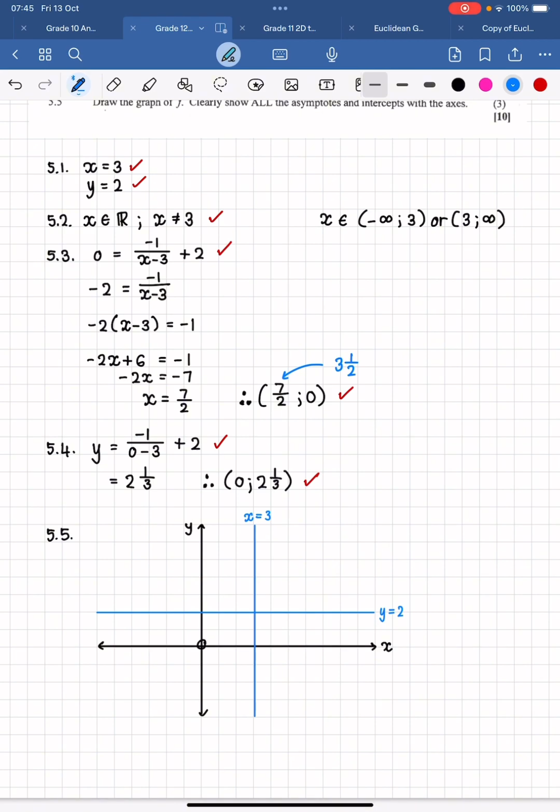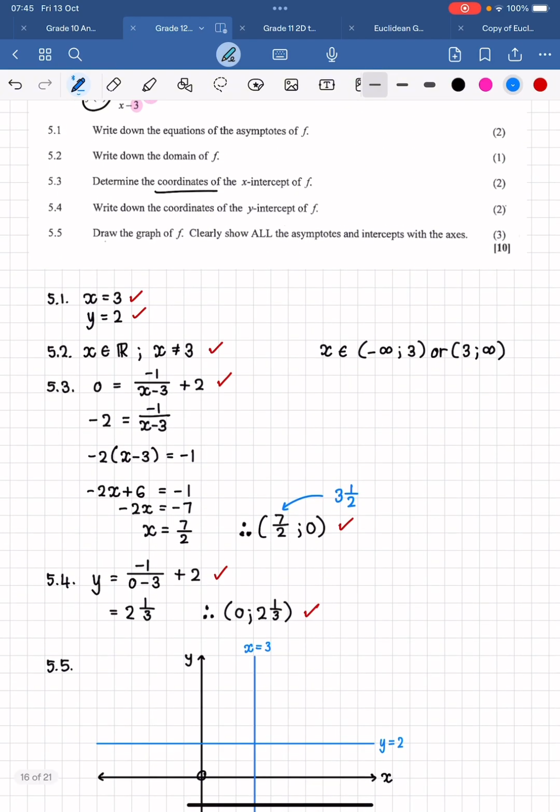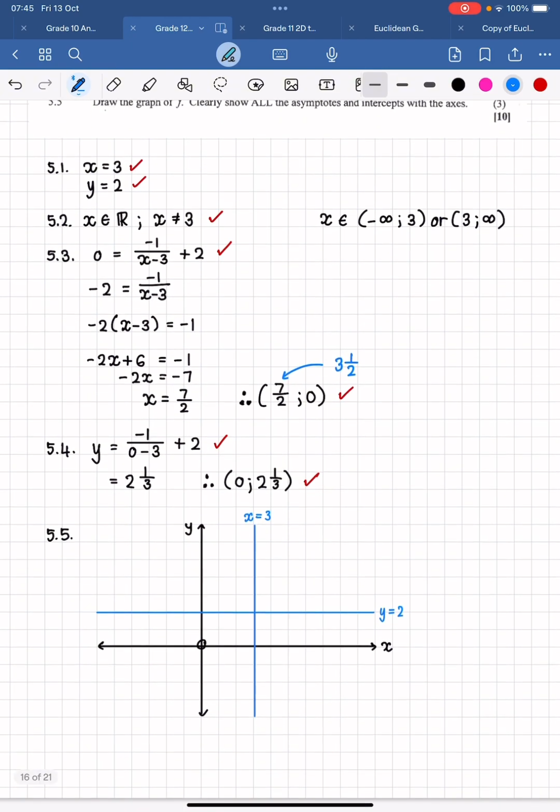All right, so you would make these dotted lines, right? I'll do that just now. And then you are going to plot the points that we have. So we have as our x-intercept 3.5. So that is 3, so 3.5, that's going to be the x-intercept. And for our y-intercept, we have 2 1/3. So 2 is over here, so 2 1/3 is kind of there. It doesn't have to be perfectly to scale, don't worry about that.